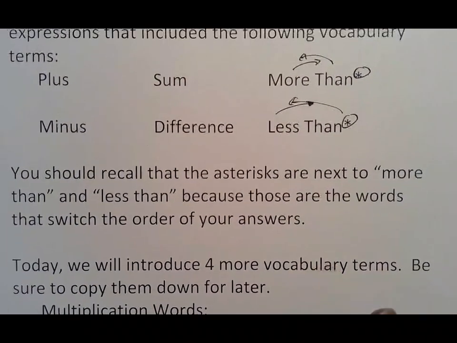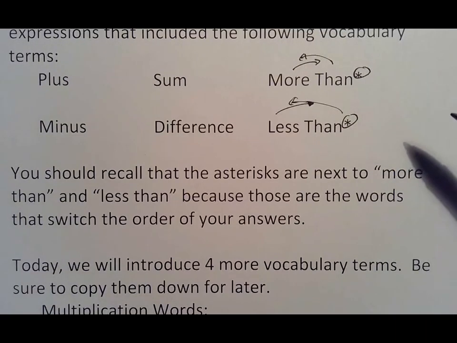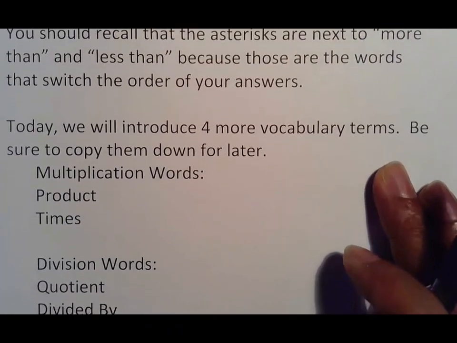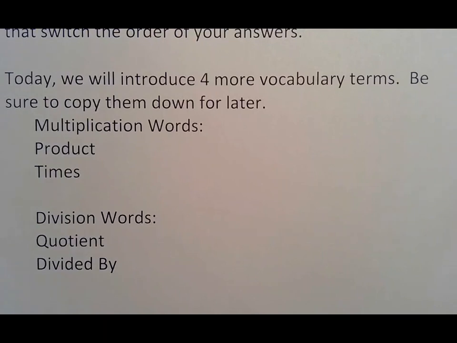You should again recall that the asterisks are next to more than and less than because these are the words that switch the order of your answers. So today we are going to introduce 4 more vocabulary terms. Just be sure to copy them down for later. There are no asterisks to put on these because they're pretty simple to work with.